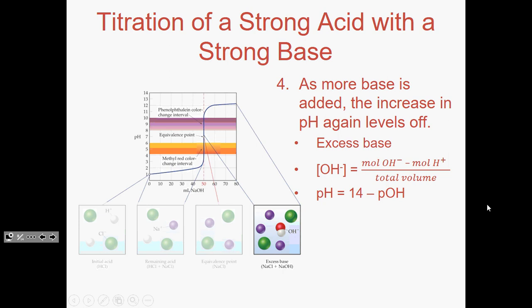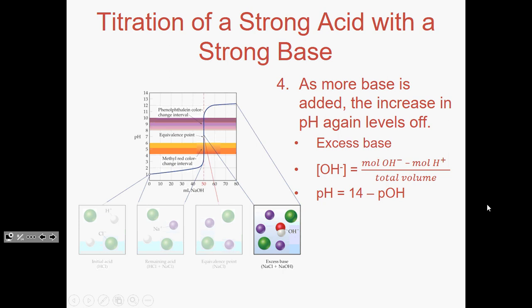Now, how do we calculate that pH? Well, in this case, we're going to have H plus used up and OH minus left over. So if we take the moles of OH minus from our strong base and subtract the moles of H plus from our strong acid, we would find out how many moles of OH minus are left. Divide that by the total volume in liters. Remember, that's the total volume. That's very important. And that's going to give us the concentration of the OH minus. So if we want pH, we have to take the negative log of that and subtract it from 14 to get our pH.